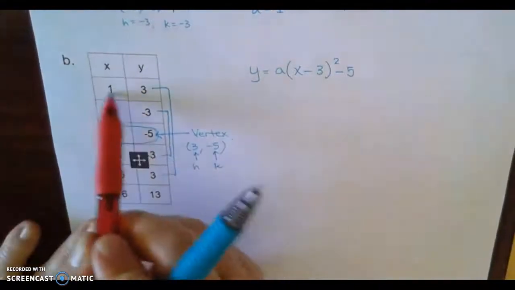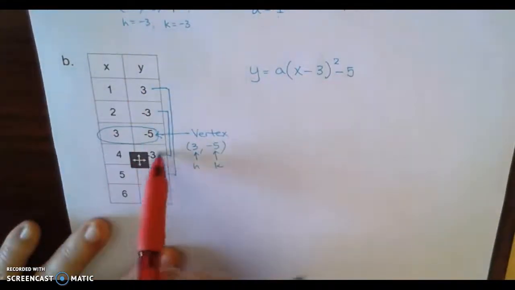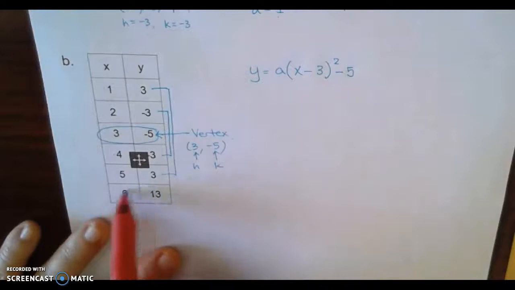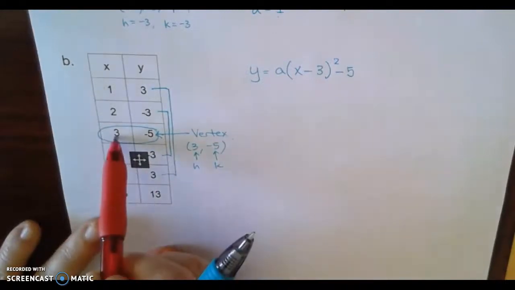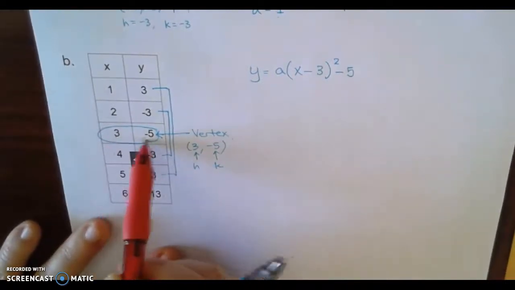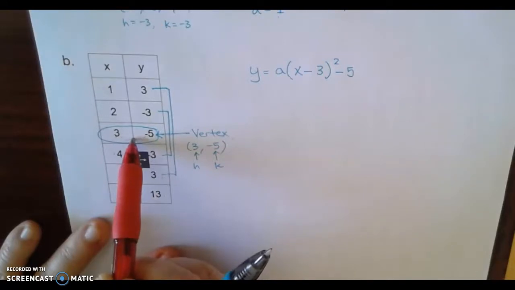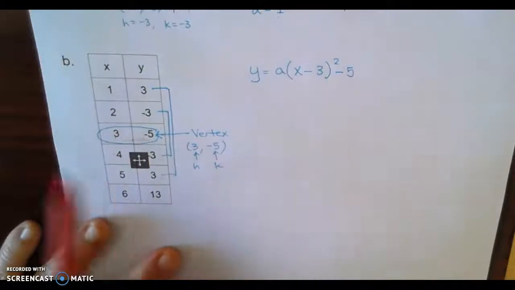So from here, now I get to choose any of the xy combinations. I can choose 1, 3, 2, negative 3, 4, negative 3, 5, negative 3, or 6, 13. You do not choose this because you've already used this to come up with the equation. So you do not choose this. You need to choose any other point.